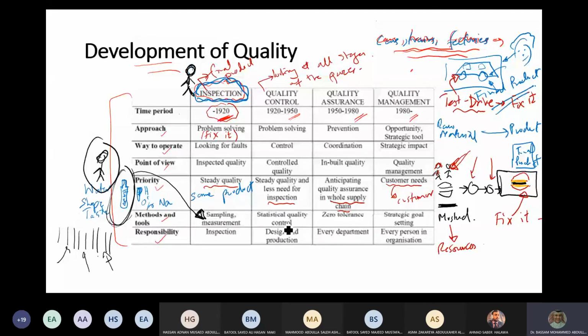Statistical quality control. And what do we mean by statistical quality control? We mean that we need to look at the level of confidence.